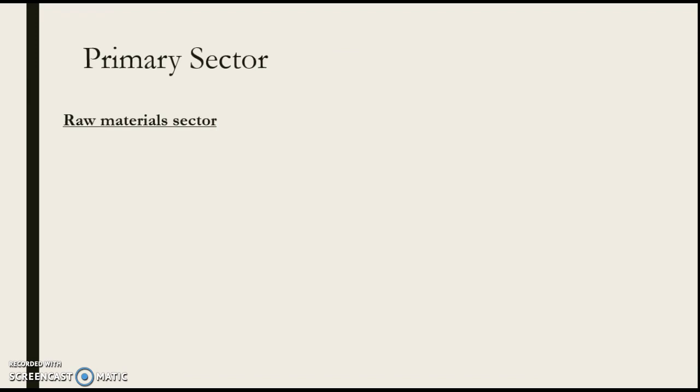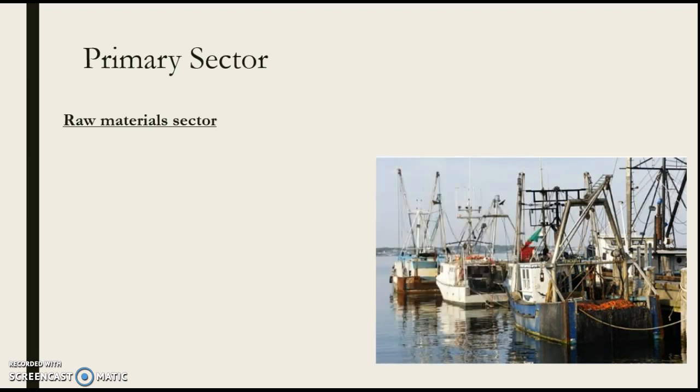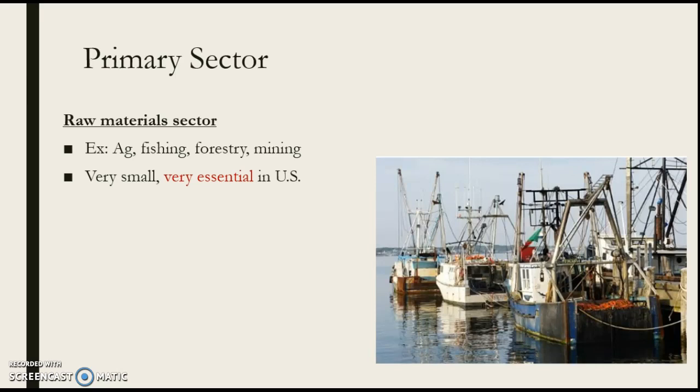The primary sector is also known as the raw materials sector. You'll see a small fishing fleet on your screen. Think about the different occupations that extract raw materials from the earth. We're looking at fishing, agriculture, forestry, and mining. This group represents the smallest percentage of our workforce in the United States. We're looking at a sector that encompasses about 3% of the U.S. workforce. Despite being very small, this is very essential.